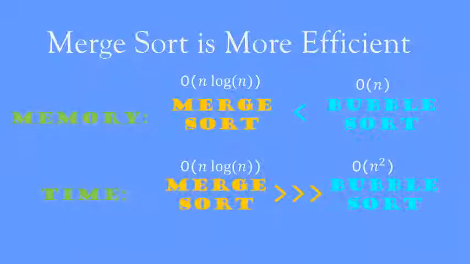Therefore, I think our company should use merge sort instead of bubble sort. Although the bubble sort algorithm has higher memory efficiency, merge sort is way faster than bubble sort if there are many things to sort.